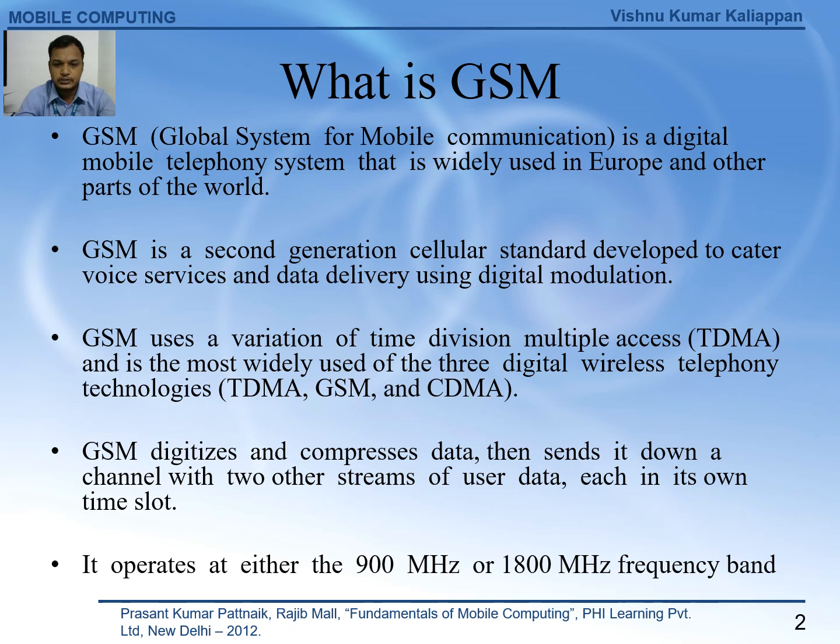GSM uses variations of time division multiple access and is the most widely used of the three digital wireless telephony technologies, which comprise TDMA, which stands for time division multiple access, GSM, which stands for Global System for Mobile Communications, and CDMA, which stands for code division multiple access. GSM digitizes and compresses the data, then sends it down a channel with two other streams of user data, each in its own time slot. It operates at either the 900 MHz or 1800 MHz frequency band.